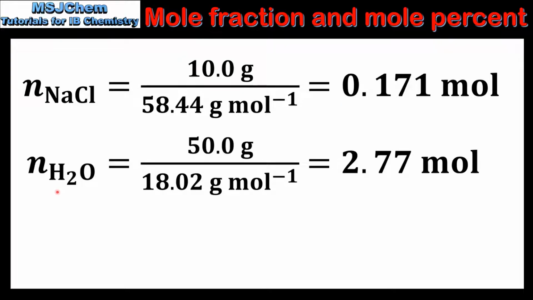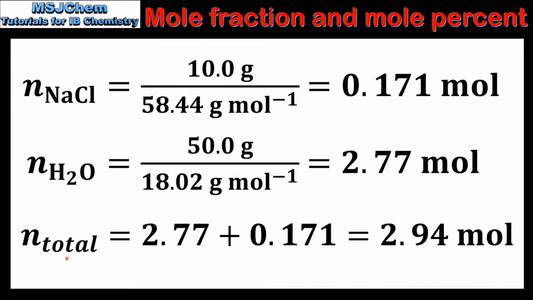Next, we'll calculate the amount in moles of water. So when we divide the mass of water by its molar mass, we get 2.77 moles. We can then calculate the total number of moles in the solution. So that's 2.77 plus 0.171, which equals 2.94 moles.